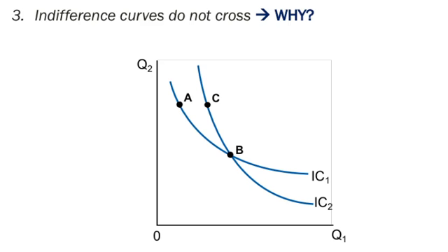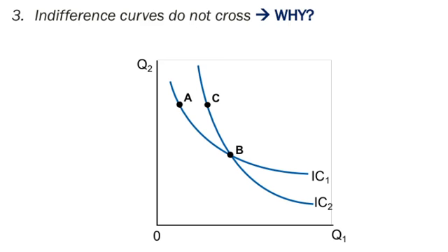Because A and B are on the same indifference curve, that means a person must be indifferent between a pile of stuff that gives you a number of units of good 1 and good 2 that are consistent with A, and then another pile of stuff that's consistent with B. Okay, now look at indifference curve 2. On indifference curve 2 are coordinates C and B. That would mean that people need to be indifferent between bundles of stuff C and B.